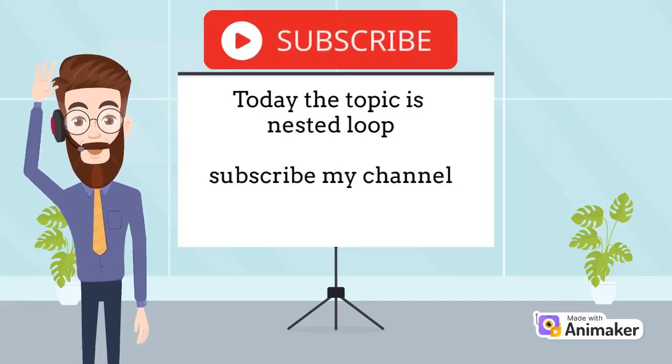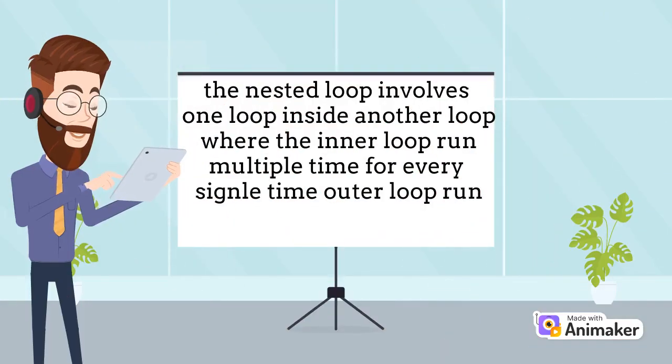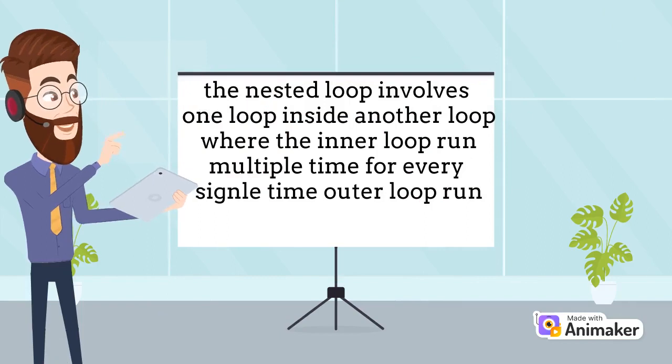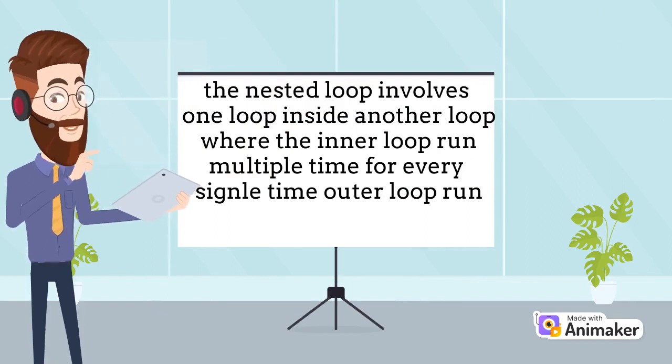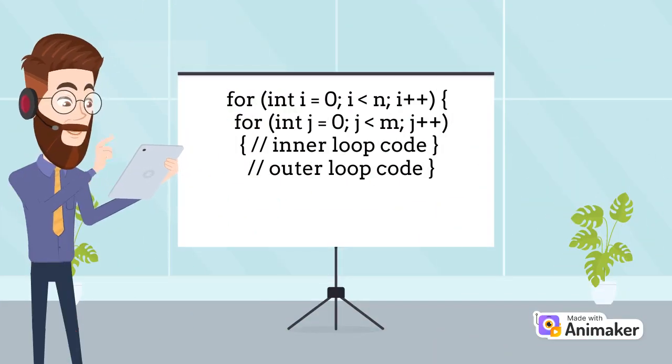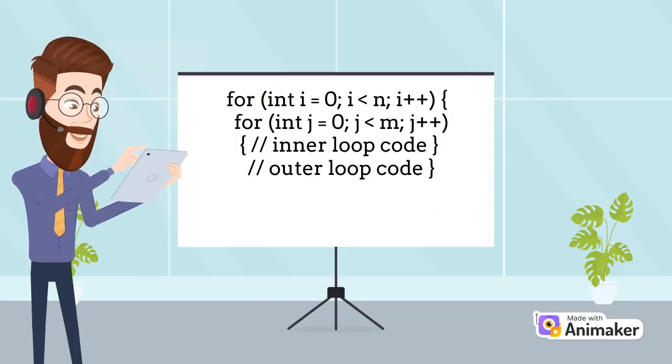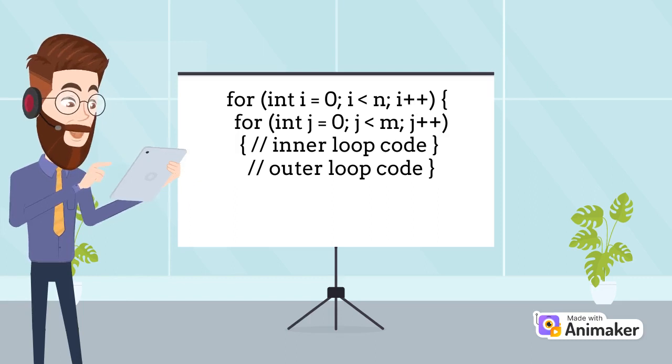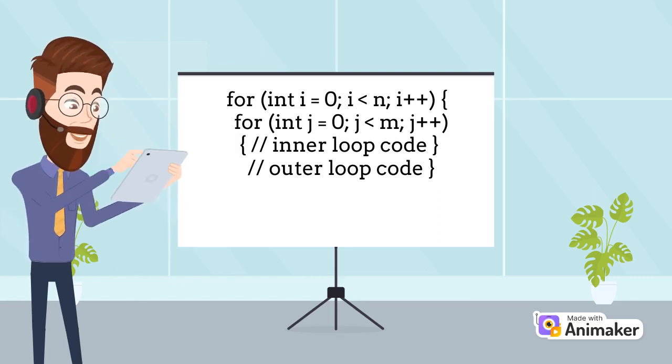The topic of this video is nested loops in C++. Now let's begin. A nested loop involves one loop inside another loop. The inner loop runs multiple times for every single time the outer loop runs. As you can see, with a loop inside another loop, first the outer loop runs, then the inner loop runs completely, and this process will continue until the loop ends.